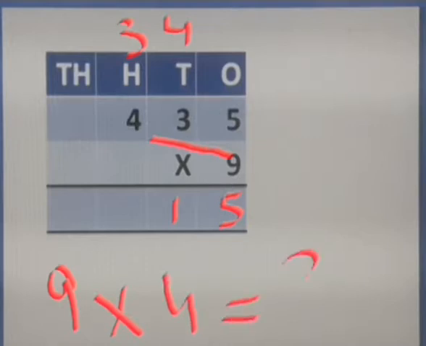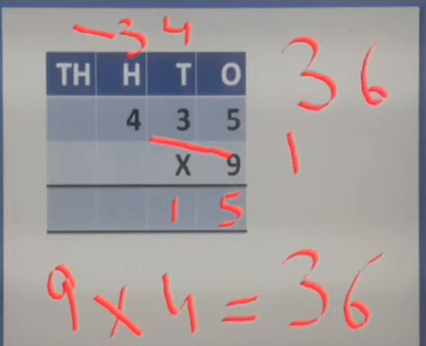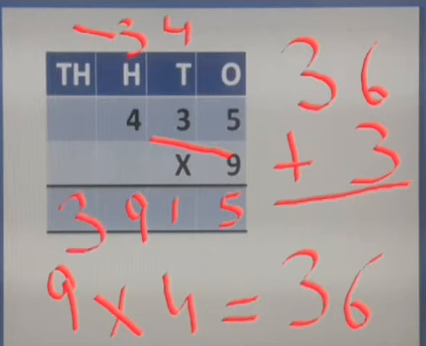Now, we will multiply 9 by 4. So, 9 fours are 36. But, children, 4 already has a carryover. So, we will add this carryover with 36. So, 36 plus 3 is 39. So, we will write 9 here and 3 will go in the thousands place.